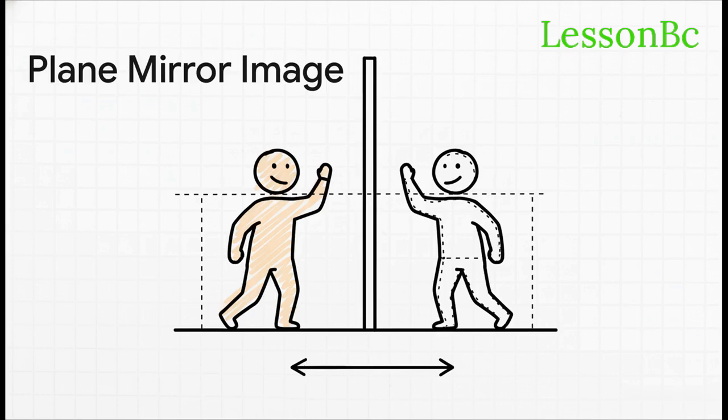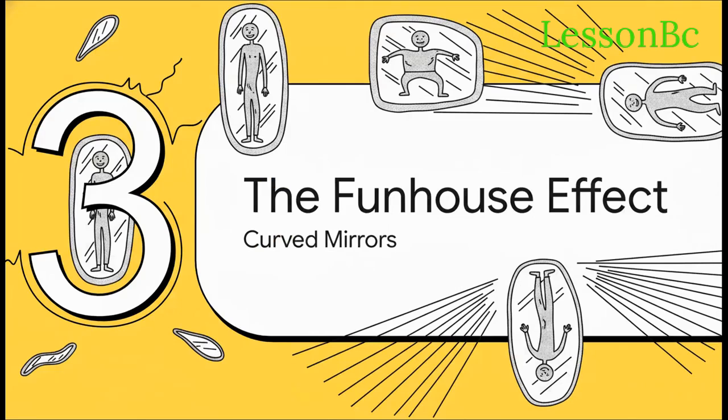It's upright, obviously, and it's the exact same size as you. It also appears to be the same distance behind the mirror as you are in front of it. And here's the fun one. It's laterally inverted. That's just a fancy way of saying your left and right are swapped. So, flat mirrors are pretty straightforward.